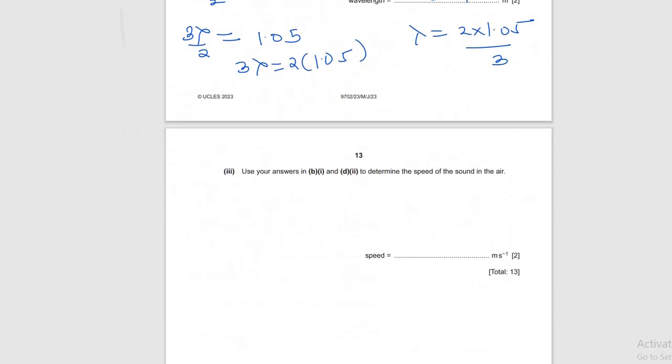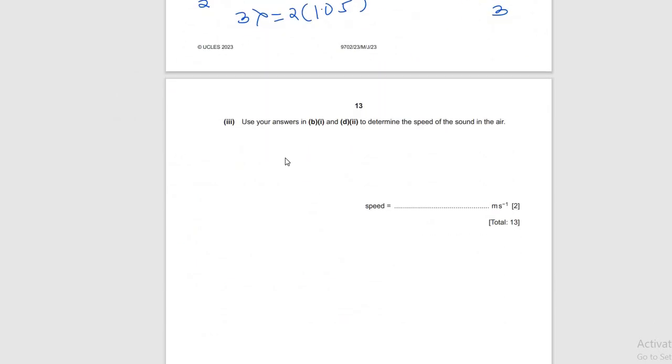That's it. Use the answer in B and D(ii) to determine the speed of sound in air. Speed of sound is f lambda. Our previous frequency that they mentioned, B(i), is 500. The wavelength in D(ii) is 0.7. 500 times 0.7, 350 meters per second. That's our speed.